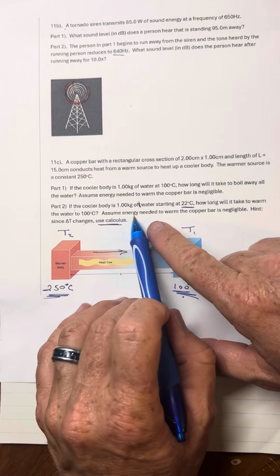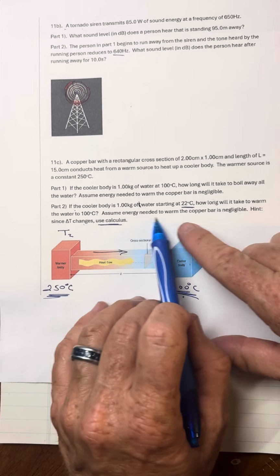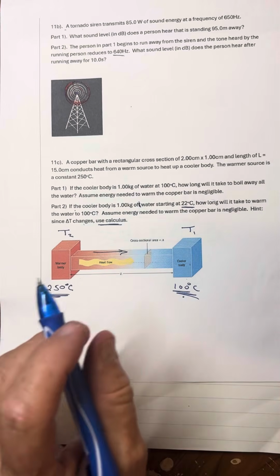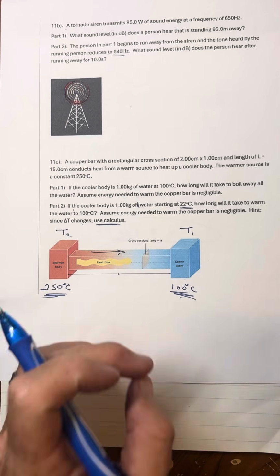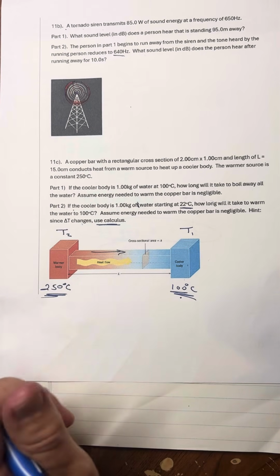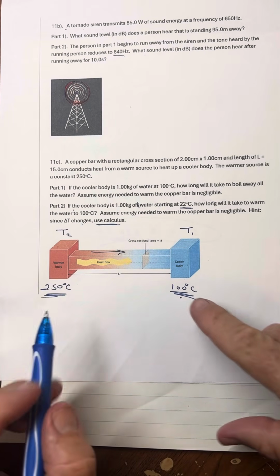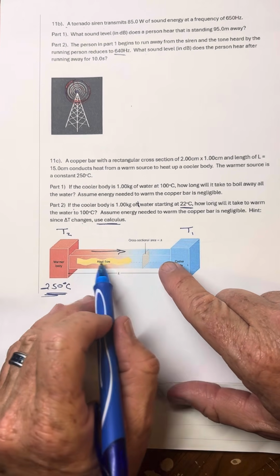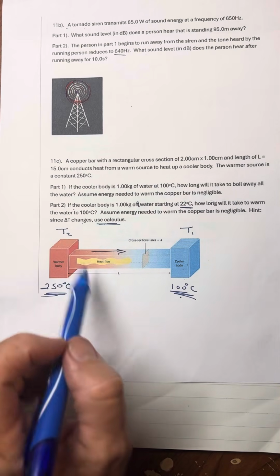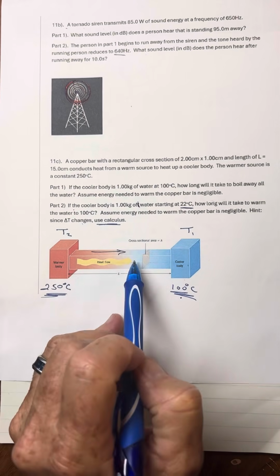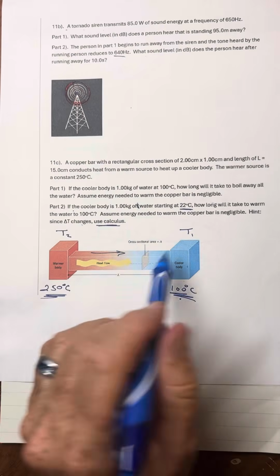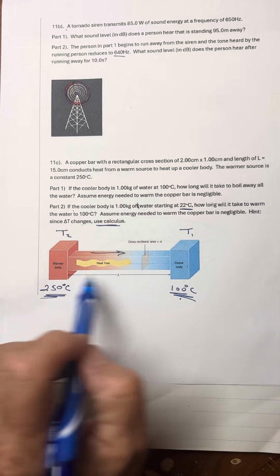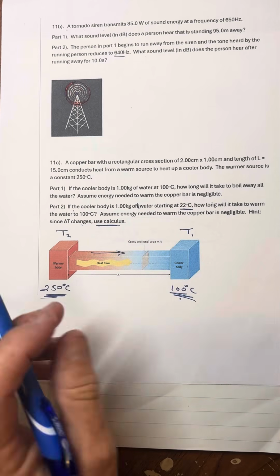We'd go ahead and assume that the energy needed to warm the copper rod is negligible. So again, we don't have the extremely hard calculation that would be asking way too much for this level: how much energy goes into warming up the bar. It's the main reason I picked a small bar and a big amount of water, so that it truly was negligible.